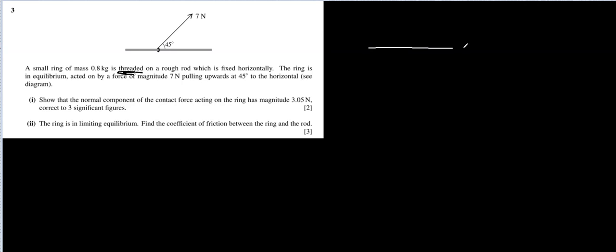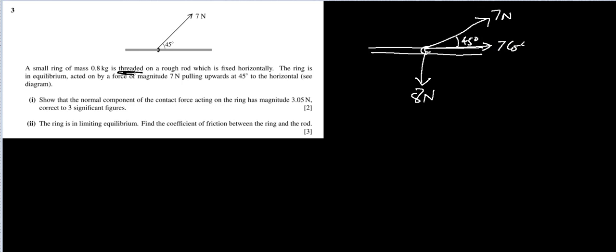Okay, so this is the rod and that's the ring on it. So the weight of the ring will be 0.8 times 10, which is 8 newtons. There is a force which is being applied, 7 newtons in this direction, and the angle is 45 degrees, right? So its horizontal component will be 7 cos 45 degrees. Similarly, there will be a vertical component of the same force which will be 7 sine 45 degrees.